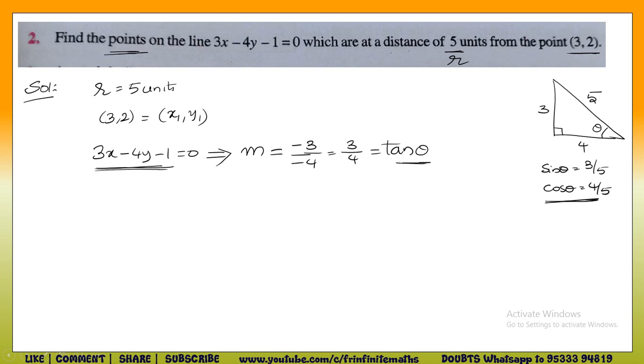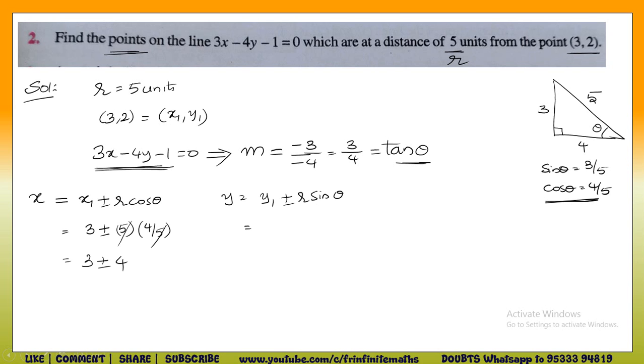So we got the values of sin theta and cos theta, which we are going to use here. Okay. Now what is the formula? So parametric form, x is equal to x1 plus or minus r cos theta, y is equal to y1 plus or minus r sin theta. Now from this, when I substitute the values, x1 is 3 plus or minus r value is 5 into cos theta value already we have found. So 4 by 5, 5 gets cancelled. Now I can write it as 3 plus or minus 4. The same way here also, y1 is 2 plus or minus 5 into sin theta value is 3 by 5. Now this 5 gets cancelled.